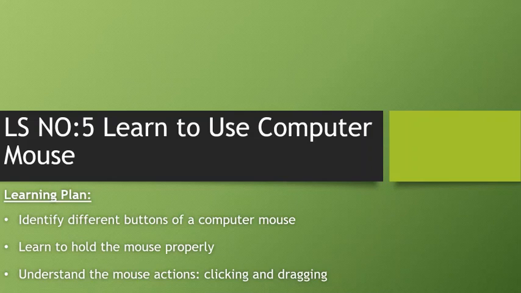Children, you have already learnt about the computer mouse in lesson number 2. In lesson number 2, while discussing parts of computer, we learned a little bit about the computer mouse, and from this lesson we are going to learn more about the mouse, like identify different buttons of a computer mouse, and we will learn how to hold the mouse properly, and we are going to understand mouse actions like clicking and dragging.